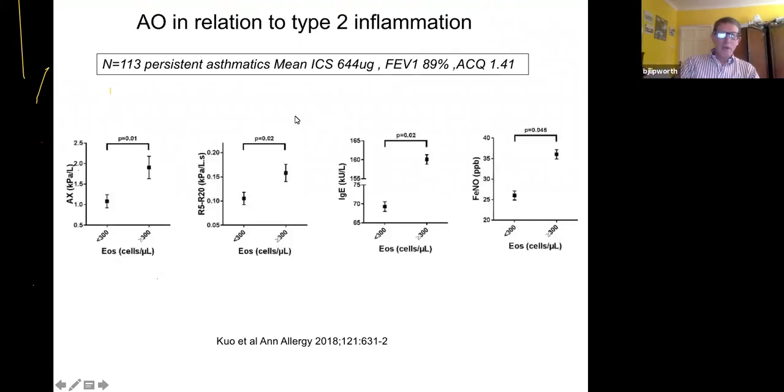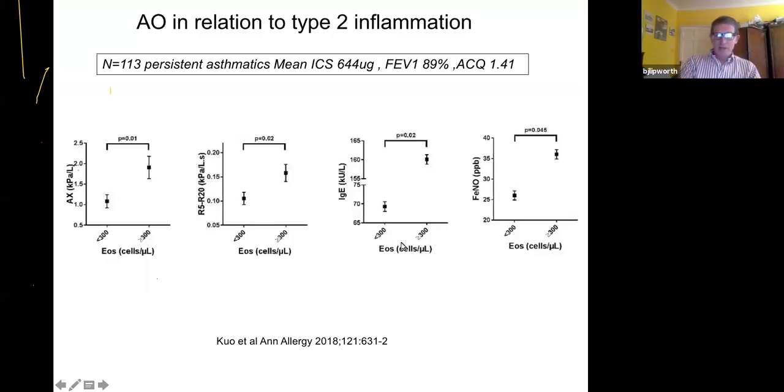Now you might be thinking, well, how does airway oscillometry relate to type 2 inflammation? So here we have the eosinophil count, less than or greater than 300 cells per microliter, which is the usual cutoff to denote type 2 inflammation. So if you look at AX, you can see there's a big difference in AX between patients with high and low eosinophils. These are asthmatic patients, I should add. Again, that's a big difference of almost one unit, which would be 10 centimeters of water if you work in those units. R5-R20, again, we're seeing a big difference there, which is significant.